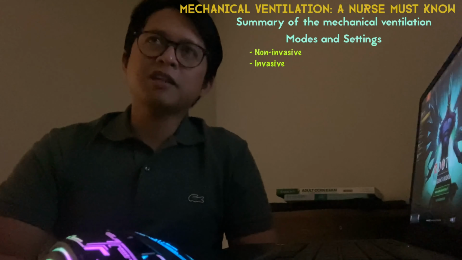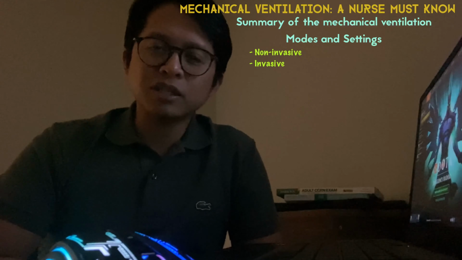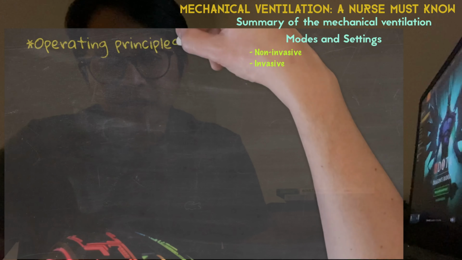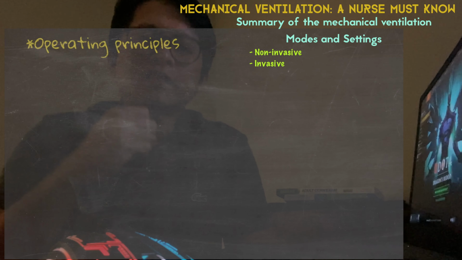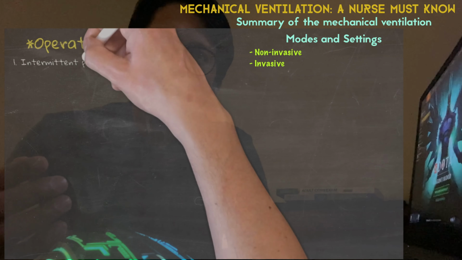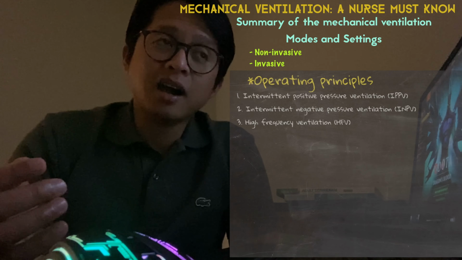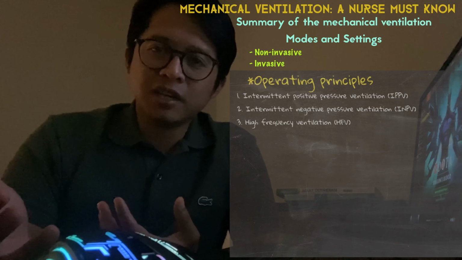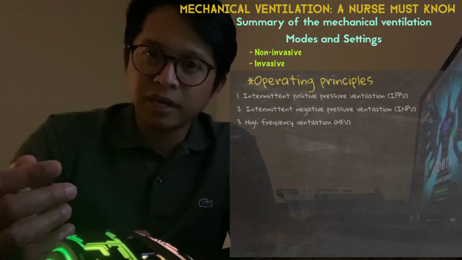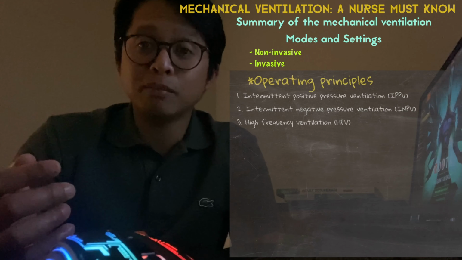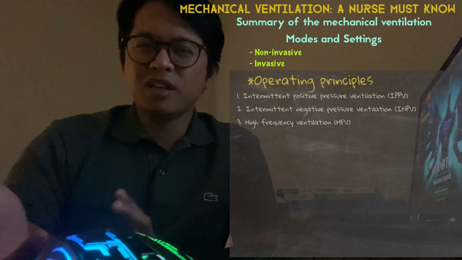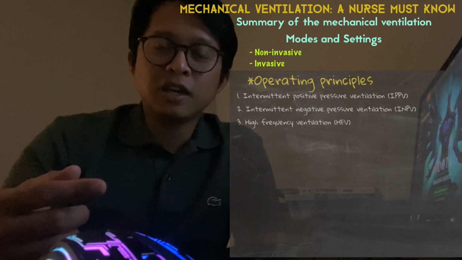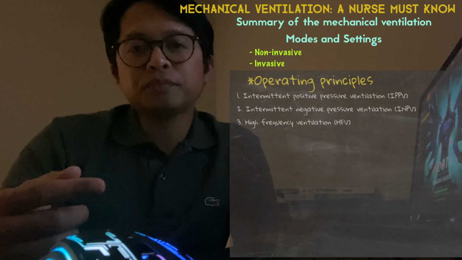Mechanical ventilation can be realized with one of three operating principles: the intermittent positive pressure ventilation or the IPPV, intermittent negative pressure ventilation or the INPV, and the high frequency ventilation. Of these, intermittent positive pressure ventilation is currently the most popular and is the basis for most commercially available ventilators, whether invasive or non-invasive. Therefore, the focus of this video is on that principle.